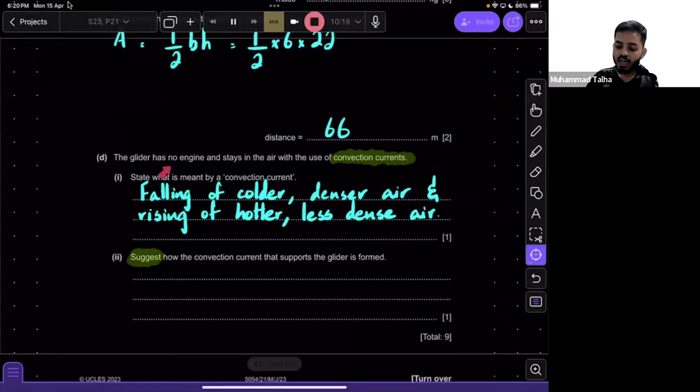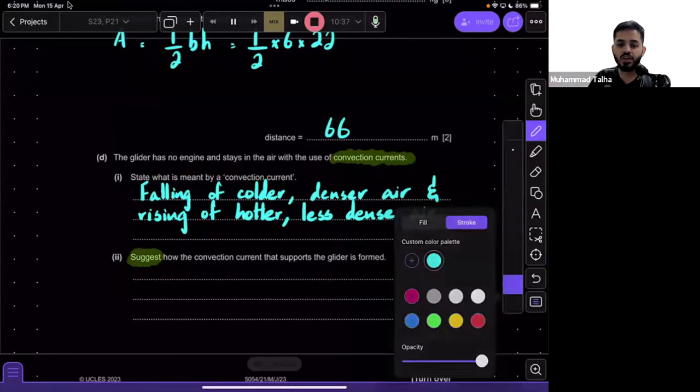Now, it says that the glider has no engine of itself, as I also told you in the start, and this stays in the air with the use of convection currents. Now, it's told that it stays in the air with the help of convection currents. Now you are asked to suggest how this convection current, which supports the glider, is formed.